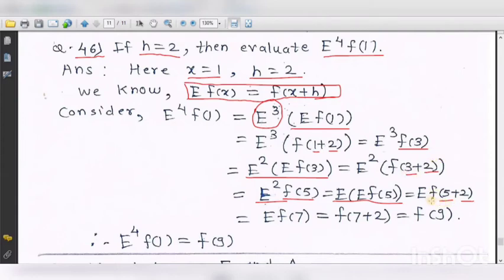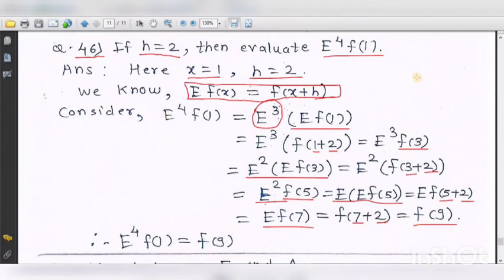So here what we are getting is f of 5 plus 2, so that is E f of 7. 5 plus 2 is 7. And now the last operation, where x equal to 7 and h equal to 2, because E f of 7 is f of 7 plus 2, as 7 is the value of x and 2 is the value of h. So finally your answer is f of 9. So when h equals 2 and x equals 1, and we want to find the fourth order of E, the value is f of 9.